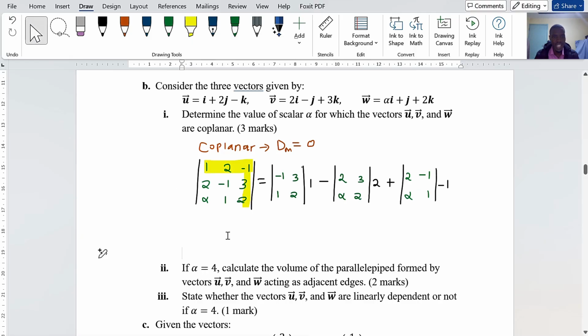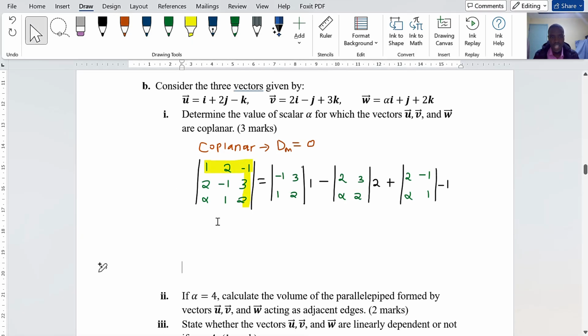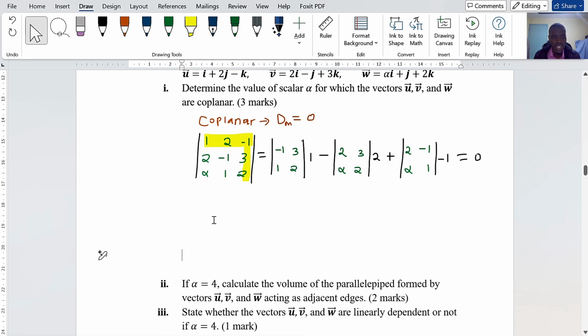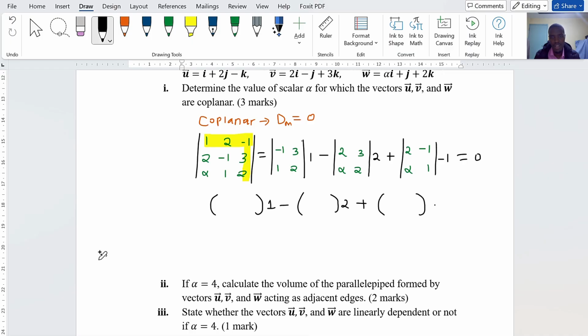Now, having done that, remember this determinant must be equal to 0 because the vectors are coplanar. Therefore, the determinant of the matrix formed by them is 0. Good. So let's do the determinant. We'll have our 1 here, our minus as usual. Then for J, we'll have 2 here. Then plus for K, we'll have our -1, and the answer must be 0.